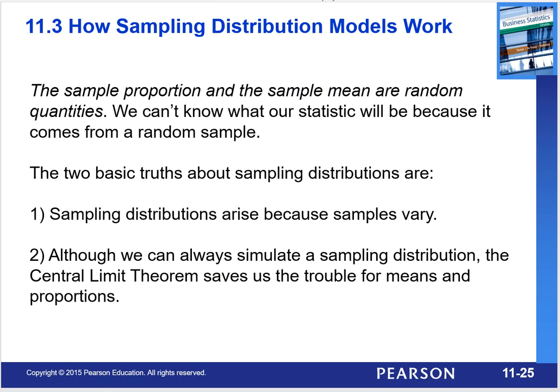Okay. Whew. How do sampling models work? Well, the sampling proportion and the sample mean are random quantities. You don't really know ahead of time which of the ones you're going to be getting. So one of the basic truths you're going to see is that sampling distributions arise because samples vary. And although we can simulate the sampling distribution, the central limit theorem really saves us the trouble of actually calculating the physical mean and the physical proportions by themselves. But this can be problematic.